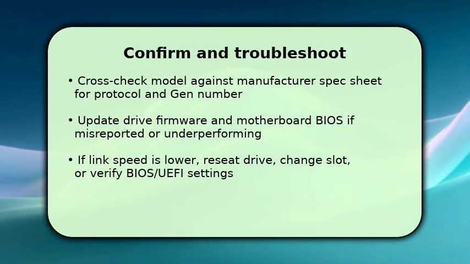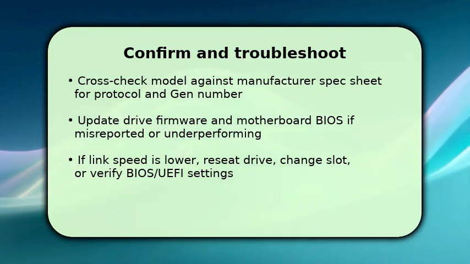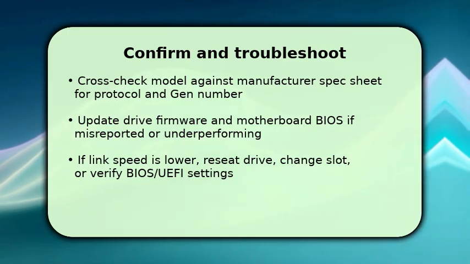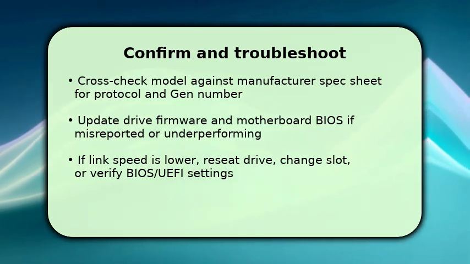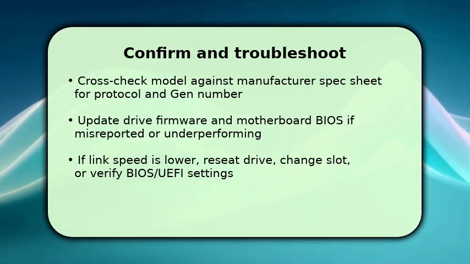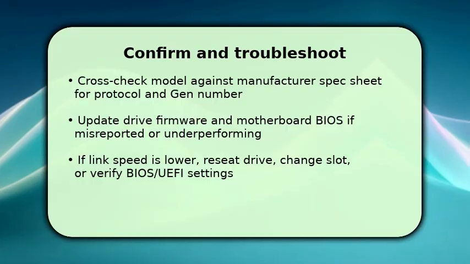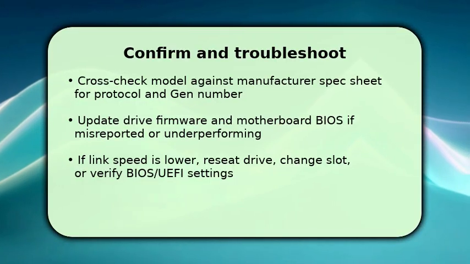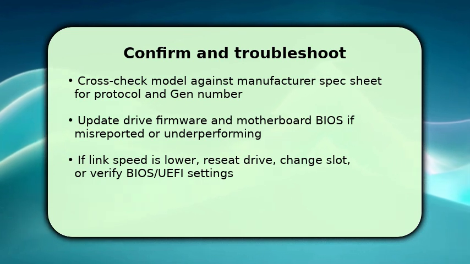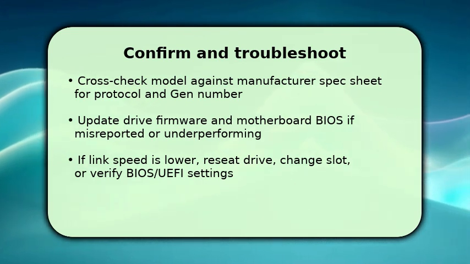If the reported link speed or protocol looks wrong, update the SSD firmware and your motherboard BIOS or UEFI, then reboot and recheck. Make sure to reseat the drive or try a different M.2 slot if speeds remain low. Troubleshooting tip: if the drive still shows a lower PCIe generation, change cables or slots and rerun the diagnostic tools to rule out a slot or host limitation.